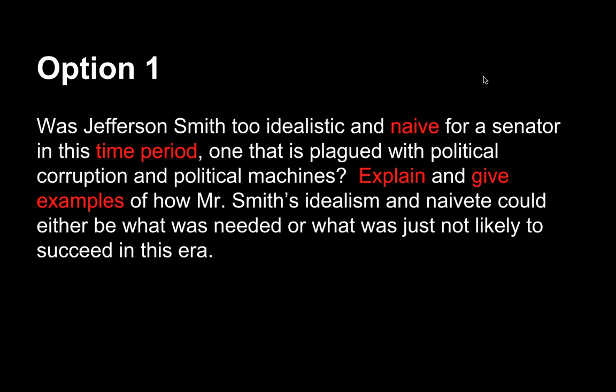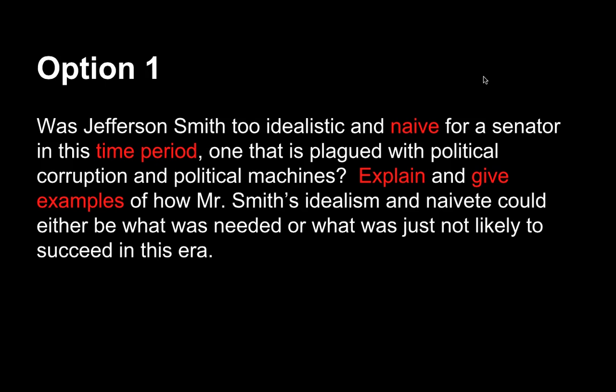I've broken it down into two components. The first is the actual essay assignment. So let's look at option one. Option one: was Jefferson Smith too idealistic and naive for a senator in this time period, one that is plagued with political corruption and political machines? Explain and give examples of his idealism and so on and so forth.